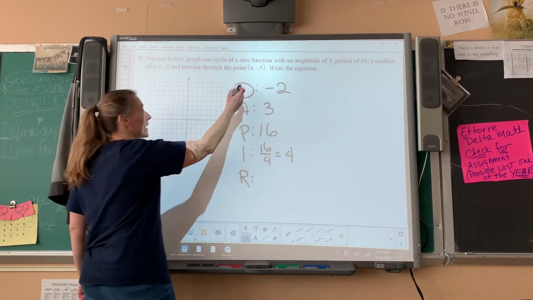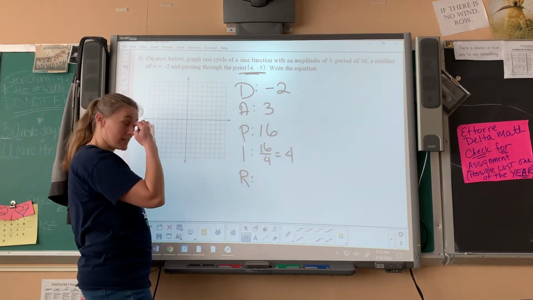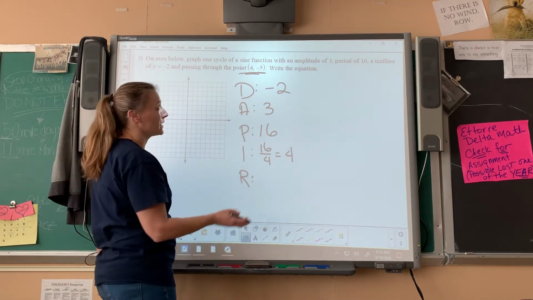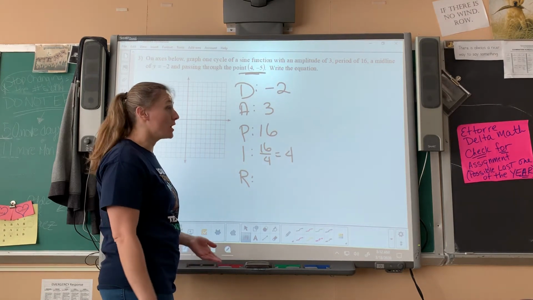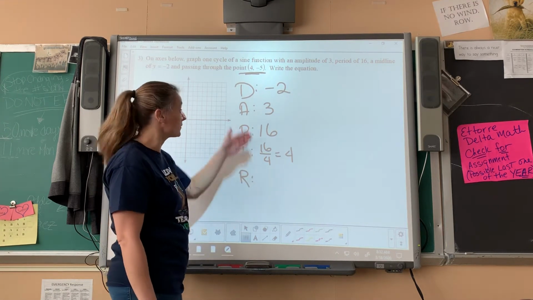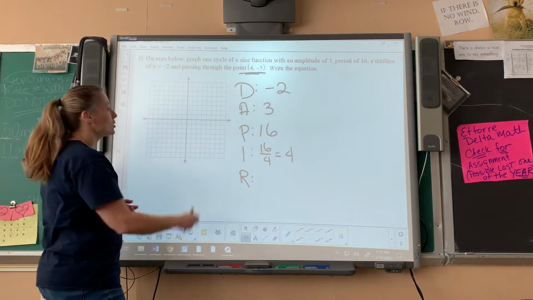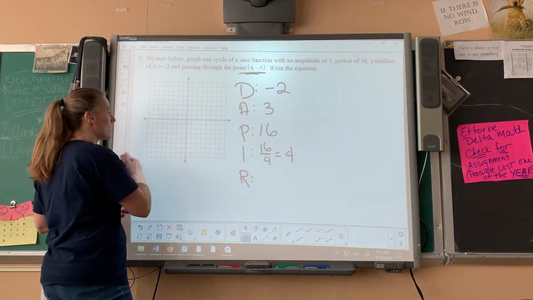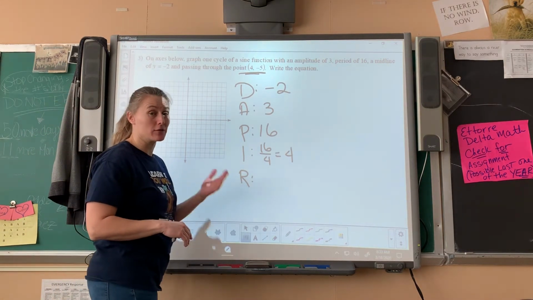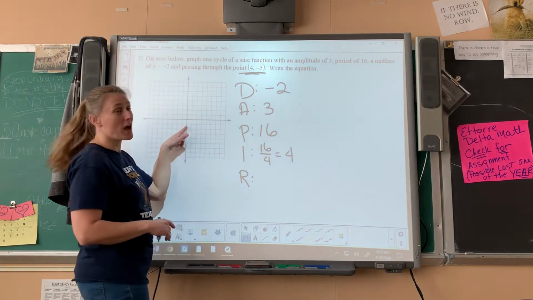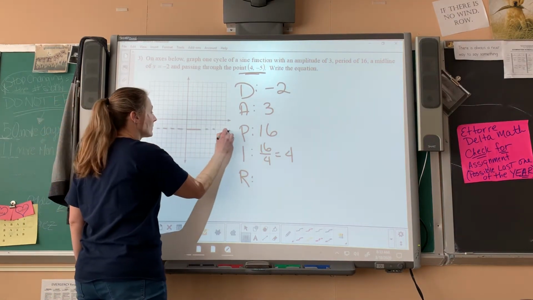Then the range is our min to our max, so I like to do my range on the graph, because you could do D plus or minus A, that's fine. I just like to use the graph. It's easier for me. So I take D as -2, and my y-axis is just gonna be the regular interval, each block is gonna be 1. So D is -2.